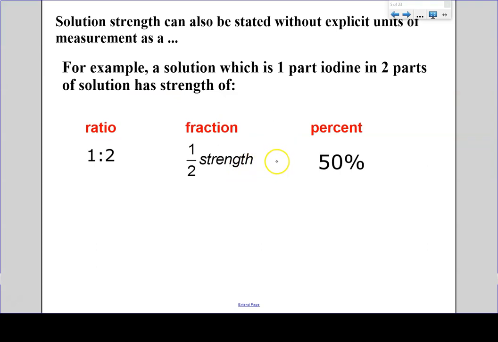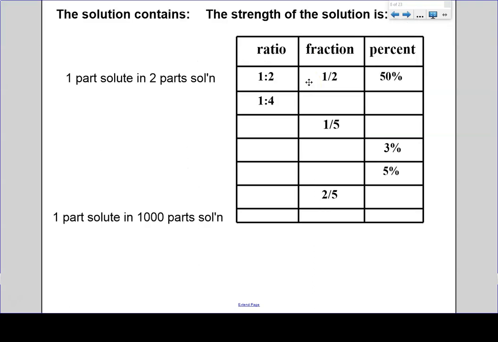Solution strength also can be stated without units. Sometimes they will not give so many grams per milliliter. They'll just talk about parts. And again, they can be converted into a ratio, fraction, or percent. For example, 1 part iodine to 2 parts solution. This just means they're equal amounts. So it might be 1 cup of iodine, 2 cups of solution, or 1 teaspoon of iodine to 2 teaspoons. You can replace part with any kind of measurement that you would want.